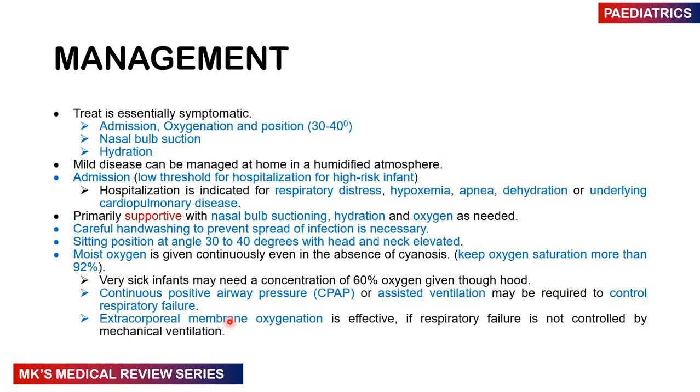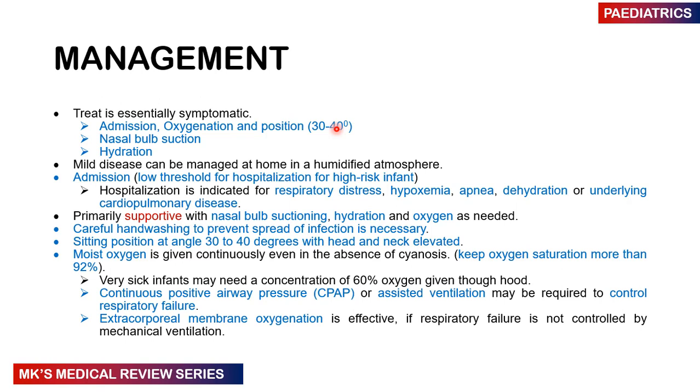How do we manage a child that has bronchiolitis? Treatment is largely symptomatic, so we generally want to admit the child. Remember that the threshold for admission is very low, especially for the high-risk infants. So hospitalization is going to be indicated for the patients that have significant respiratory distress, patients that are hypoxemic, patients with apnea, patients that are dehydrated, and any patient that has an underlying cardiopulmonary disease. You want to position the patient in a certain position, so that's roughly about 30 to 40 degrees. The head should actually be elevated and the neck by 30 to 40 degrees.